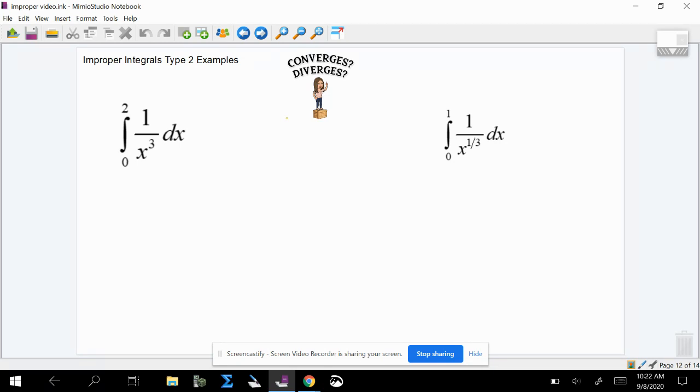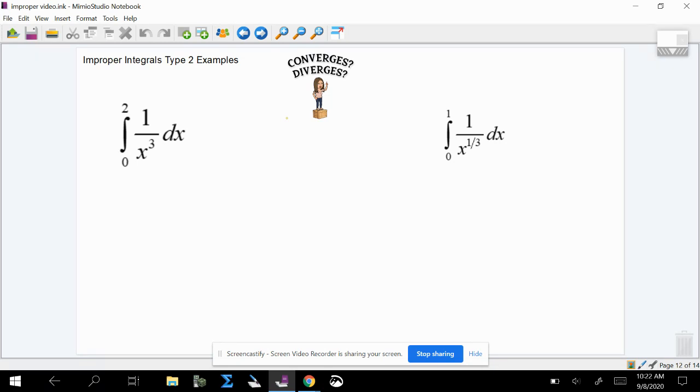A lot of the wording on these, just flipping through your Barron's book or old AP tests, a lot of times the wording will simply say, does it converge or diverge? Or is this a diverging improper integral? And that's their way of saying we need to go through this process. We need to see, do we get a finite number or do we get an infinite value?